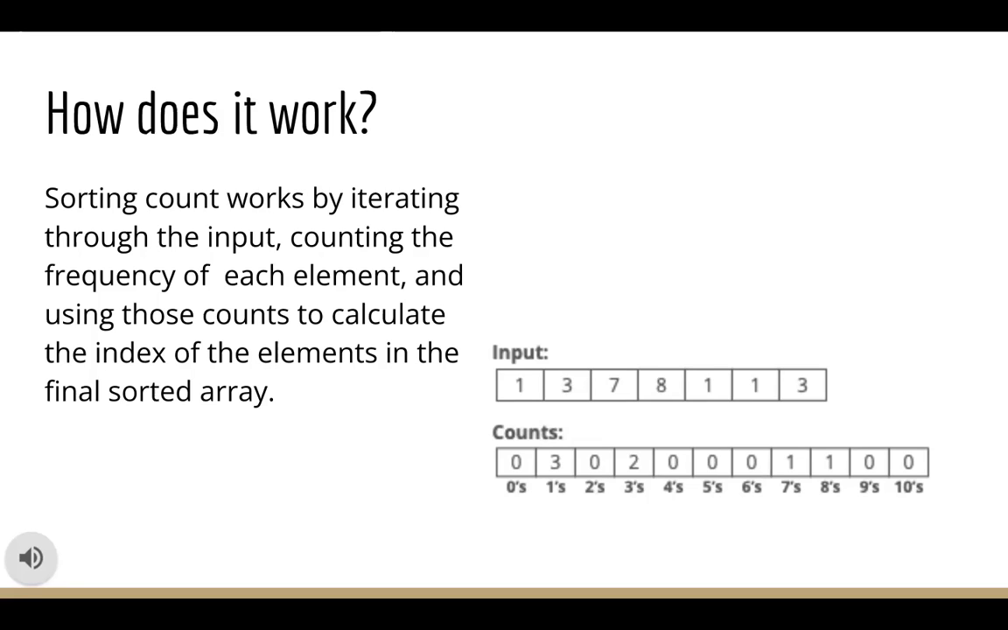So the next step would be to iterate through the input once. The first item is a 4, let's say, and we'll add 1 to the count of 4s. The next item is an 8, and we'll add 1 to the count of 8s in the array. And so on. When we reach the end, we'll have the total counts for each number.